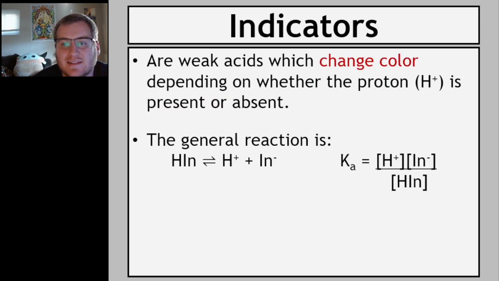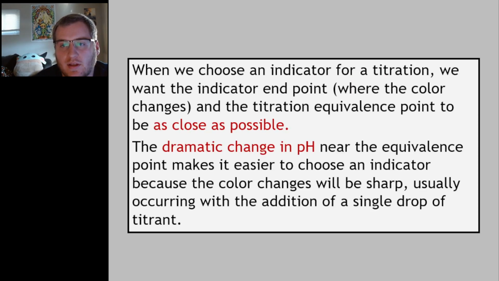Indicators are just weak acids that change color depending on whether or not they have their protons. There's some math we could go into with this Ka and stuff like that. It's not super important. You should just kind of know an indicator is something that changes color when the pH changes. The reason is because it has a proton at a certain pH and doesn't have a proton at a different pH.